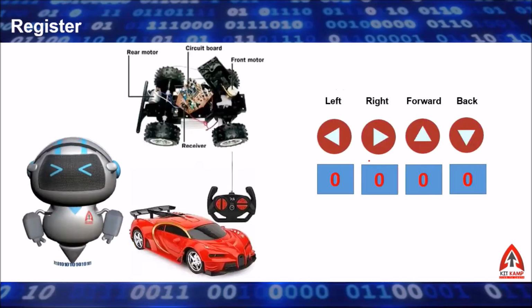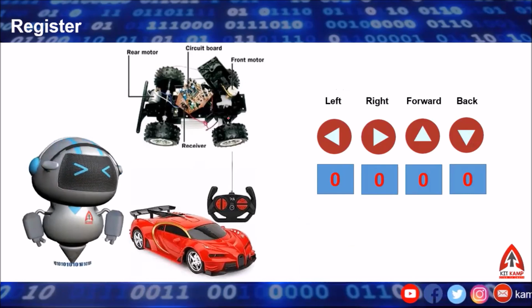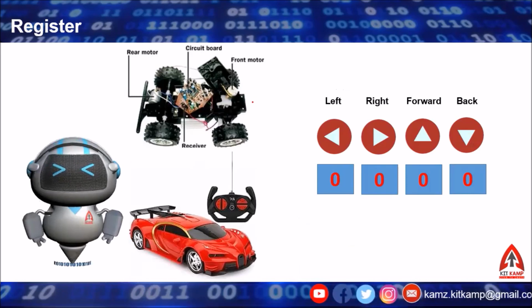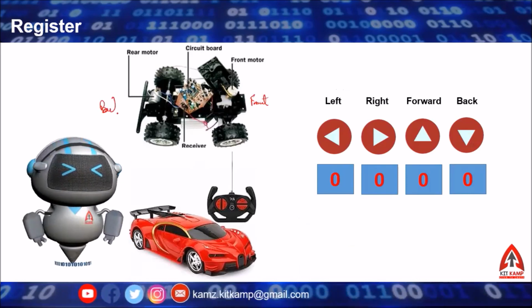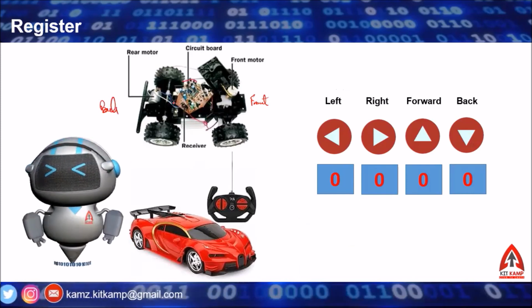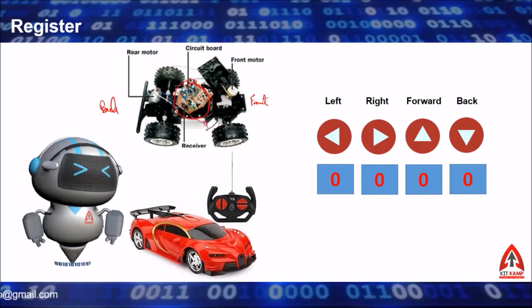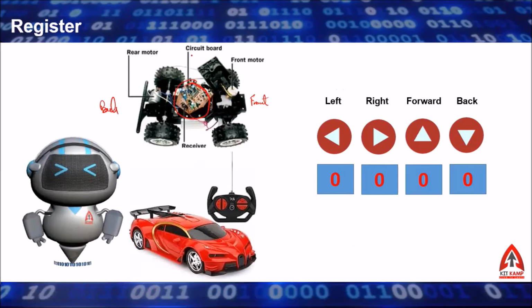Let's take another example, the favorite one, the RC car, or remote control car. If you see over here, this is your front side, and this is your back side of the car. Inside is an integrated circuit, which has a circuit board with a microchip, and all the instructions are stored in that microchip.